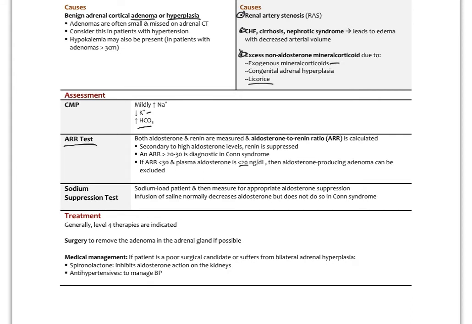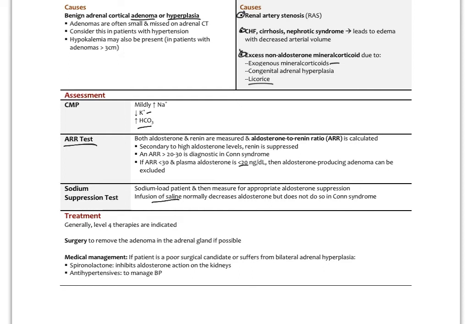And then there is a sodium suppression test, a more advanced test, where a patient is given a sodium load, and then we're going to look for the appropriate suppression of aldosterone. In an aldosterone-secreting tumor, that would not occur. This is usually done through infusion of saline. Again, this is a more specialized test. You might refer to an endocrinologist.